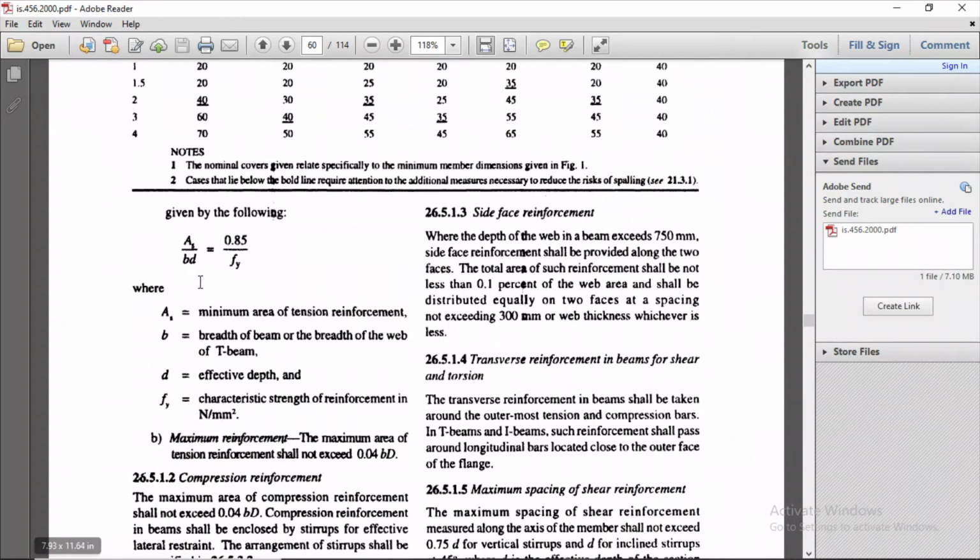Right, As divided by bd is equal to 0.85 divided by fy, right? So this is As, the minimum area of tension reinforcement. We are using this formula. As divided by bd is equal to 0.85 divided by fy, right?